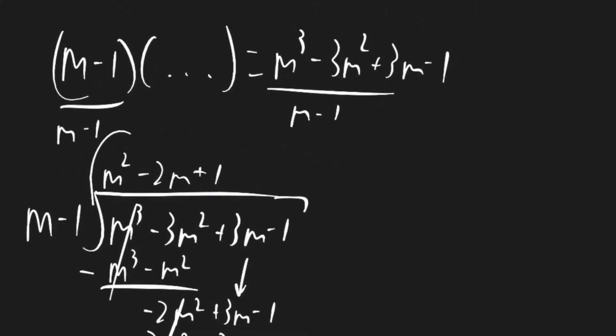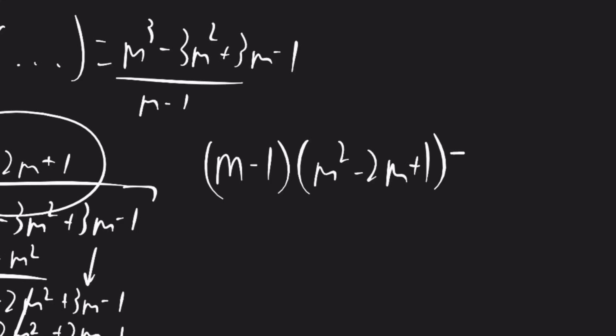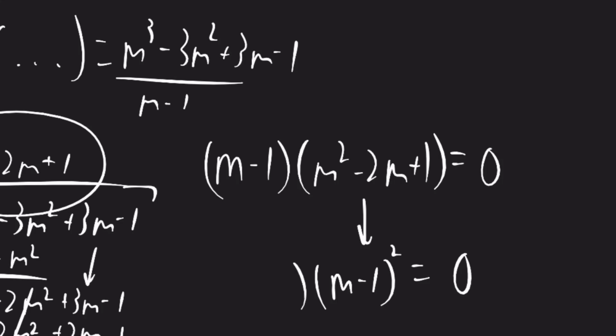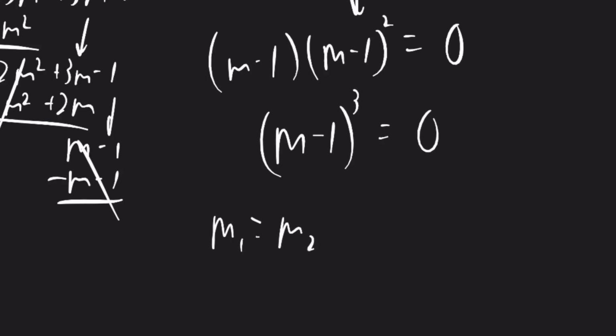So this unknown was m squared minus 2m plus 1. So we have m minus 1 times m squared minus 2m plus 1. That will all be equal to 0. This second term factors to m minus 1 squared is equal to 0. So because we have m minus 1 times m minus 1 squared, we know that it's actually m minus 1 cubed is equal to 0. So all three roots, m1, m2, and m3, are all equal to 1.